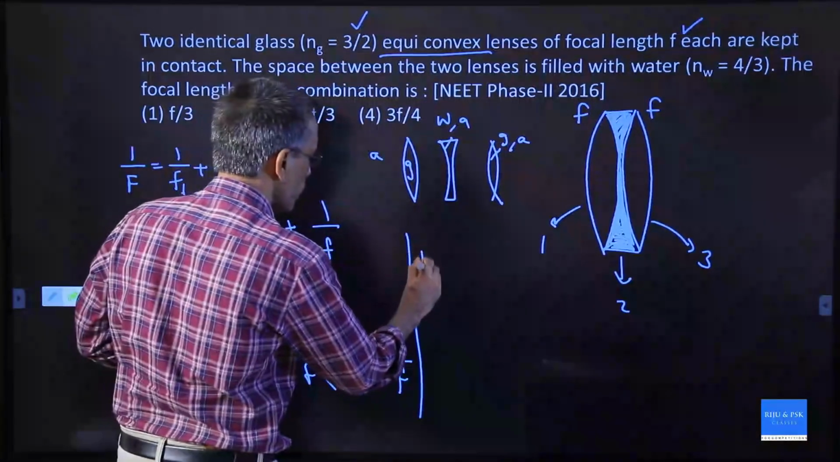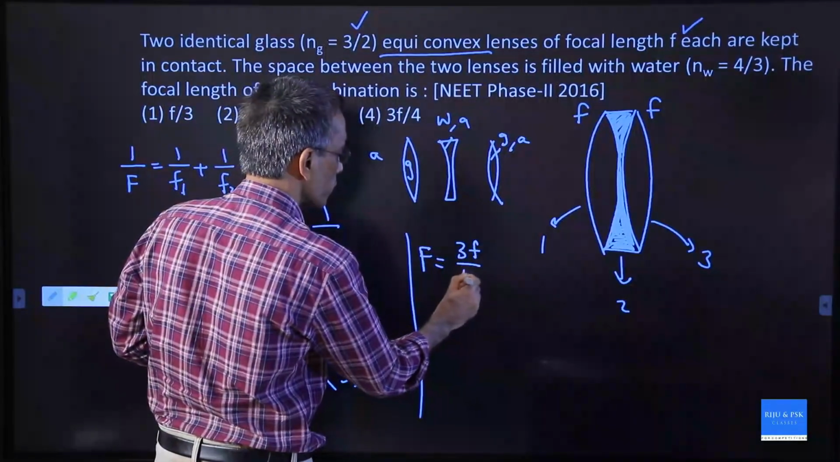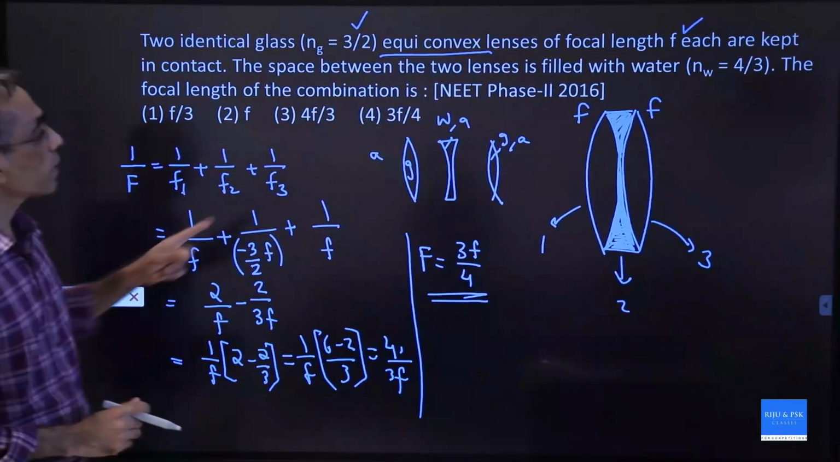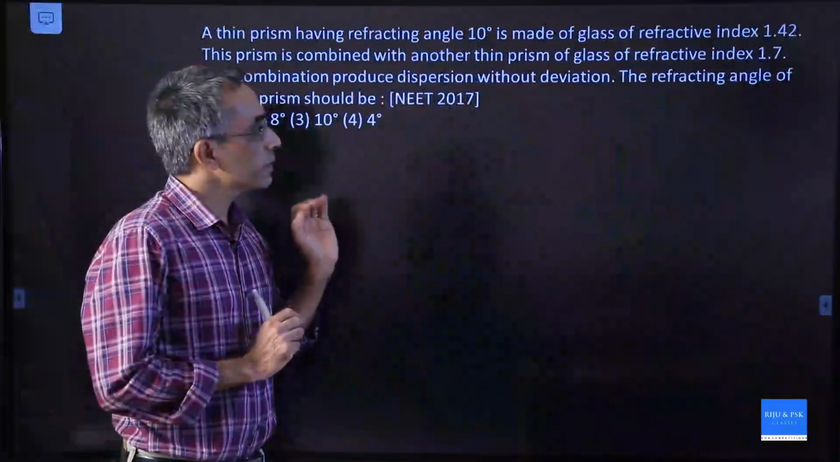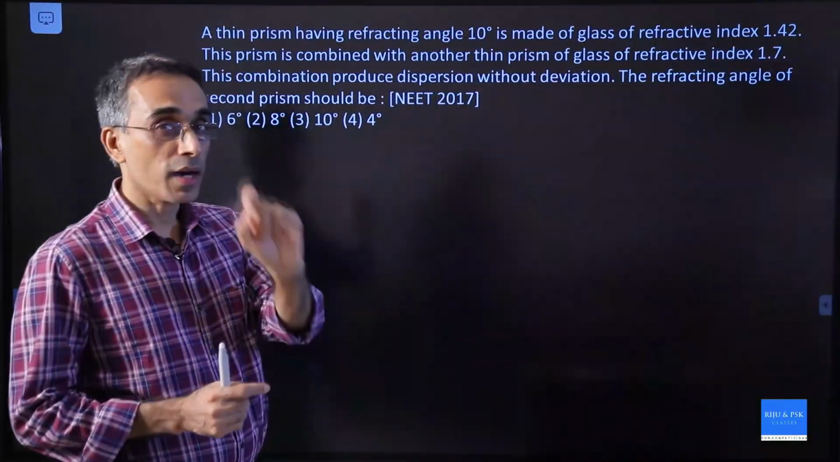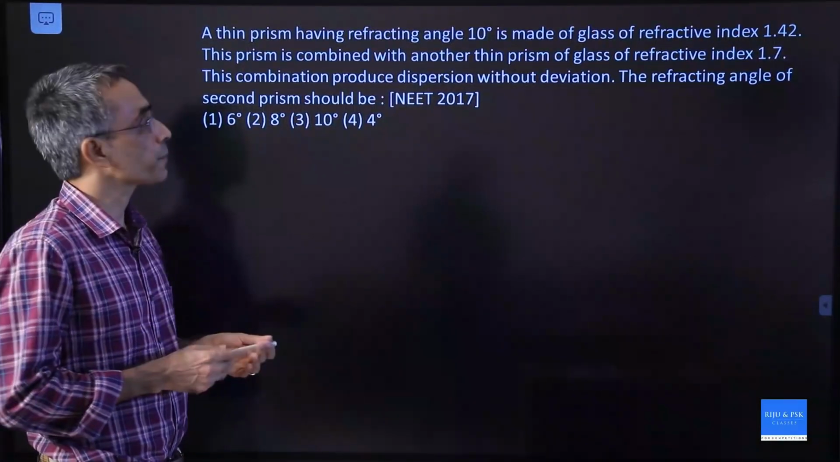You want focal length of the combination, that should be the reciprocal of this one. So, this will become 3f by 4. So, that will be your answer. The focal length is 3f by 4. This topic is actually not there in NCERT, but there is one exercise where they asked something related to this question, but this came in NEET 2017.